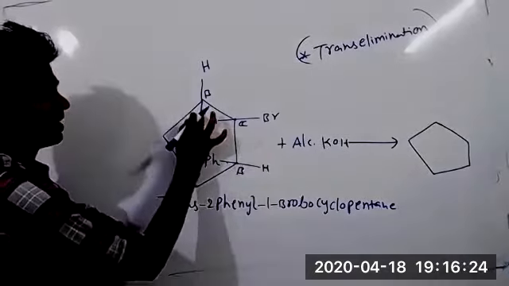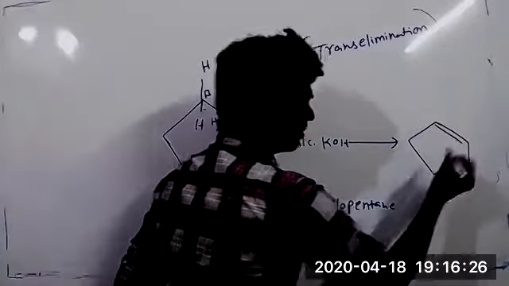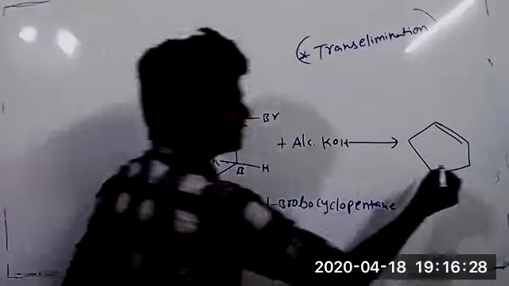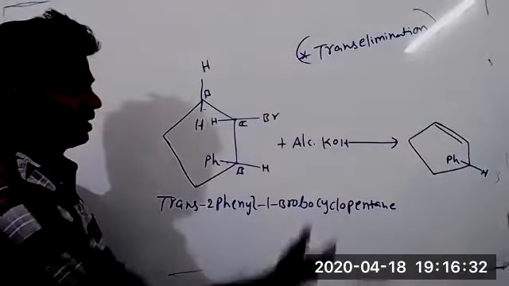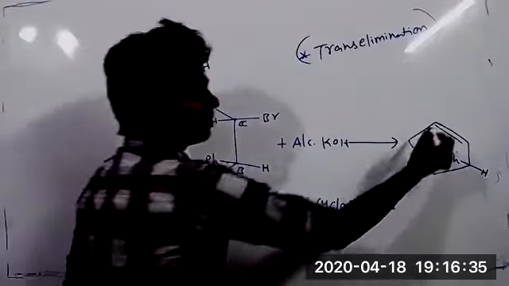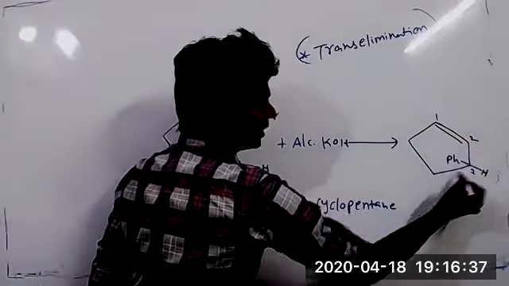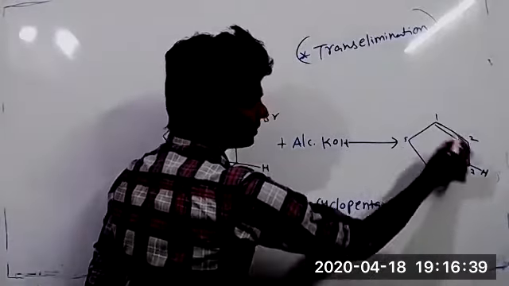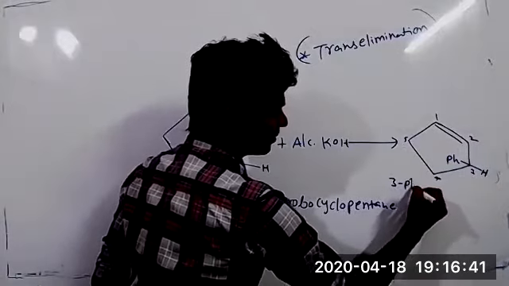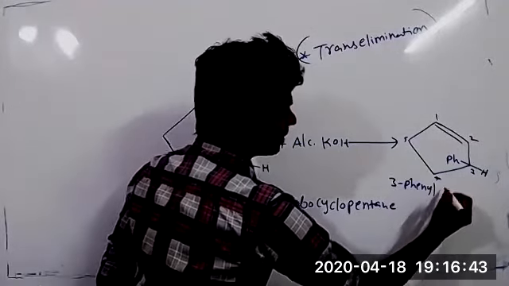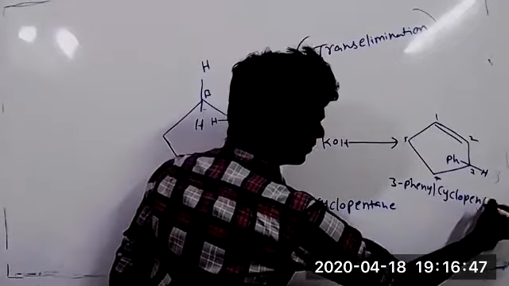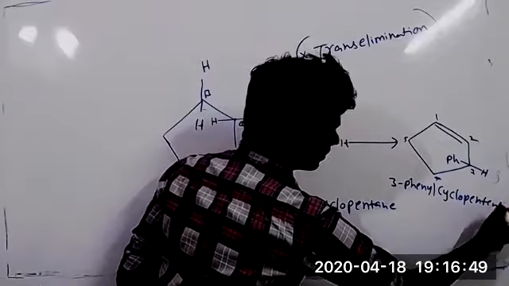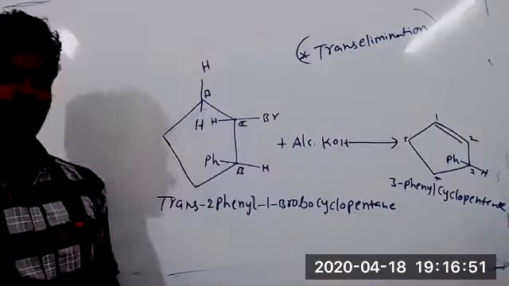Bromine is lost, and from here hydrogen is lost. So here there is a double bond. This phenyl stays as it is, with phenyl and hydrogen. The name of the product is, numbering 1, 2, 3, 4, 5, 3-phenylcyclopentene. Cyclopentene, this is the product.